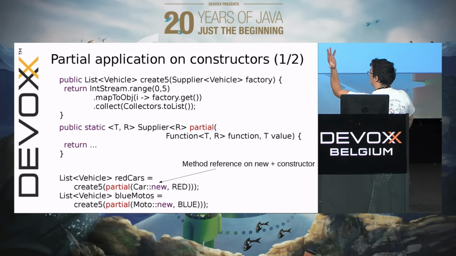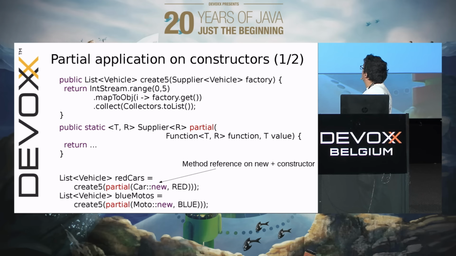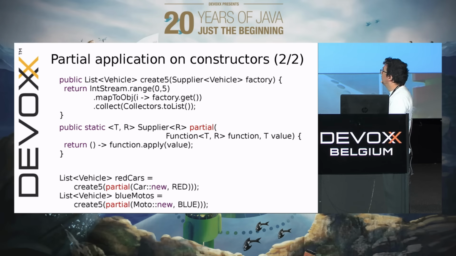So basically, I have my constructor, I have my value, I use partial to go from a function that takes two parameters, that takes one parameter and returns a value, I will create a function that takes zero parameters and returns the value. And how to implement partial? It's easy, I have to return a supplier. A supplier is something that takes no parameter. It will call the function with the value as parameter, just something like this. Nice, no? It's just partial application.